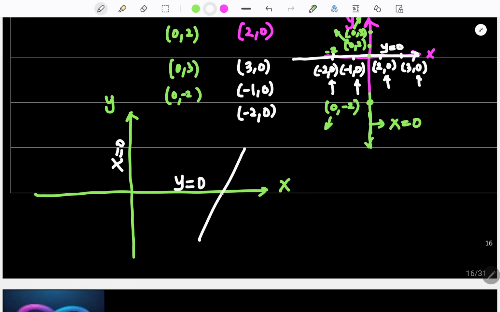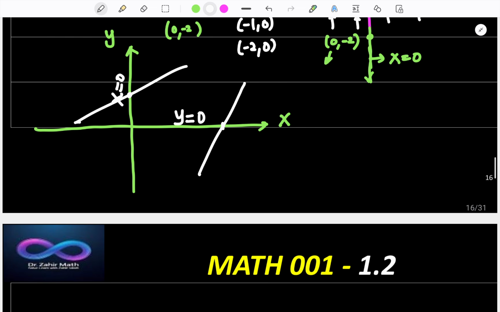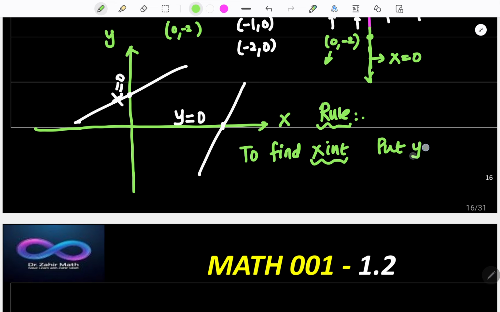Suppose a line cuts here. So the two lines are intersecting, right? So this is called the x-intercept, and this is called what? The y-intercept. So keep in your mind: x-intercept, y-intercept. Now we are talking about the rule. The rule is, to find the x-intercept, you are going to put y equal to 0. To find the y-intercept, x is equal to 0.